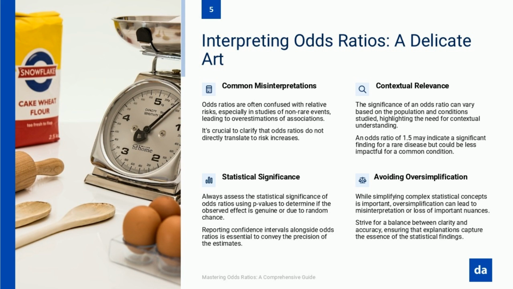One of the most frequent mistakes in odds ratio interpretation is confusing them with measures of risk. This misunderstanding can result in incorrect conclusions about the strength of associations in studies.